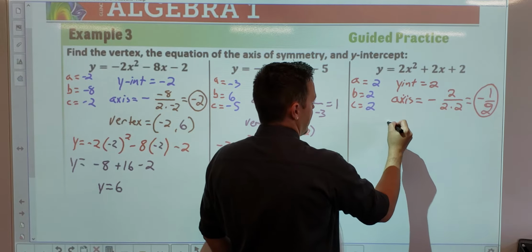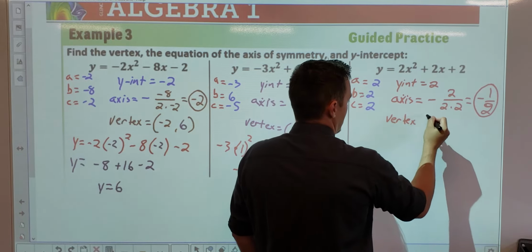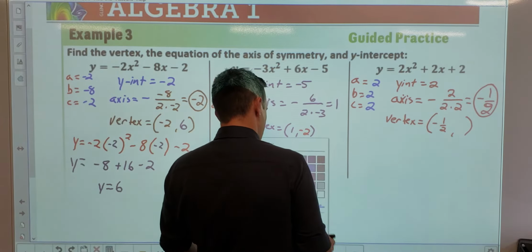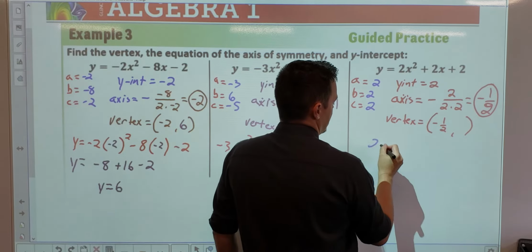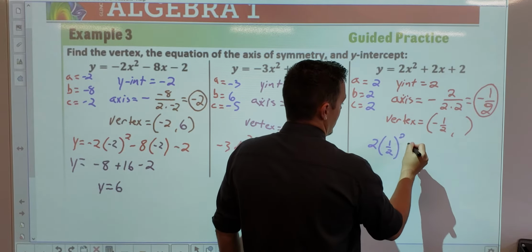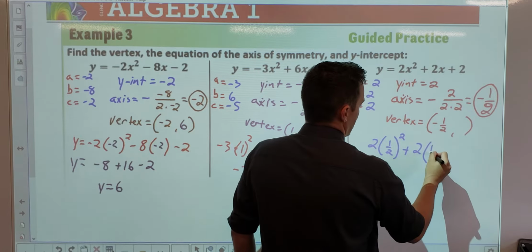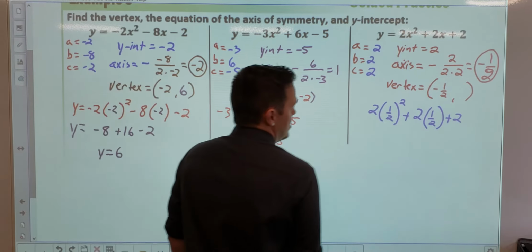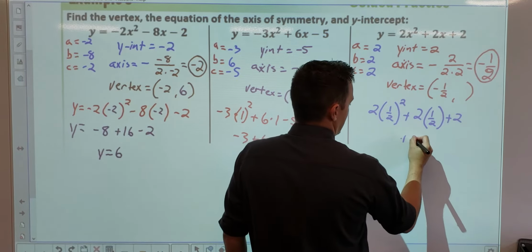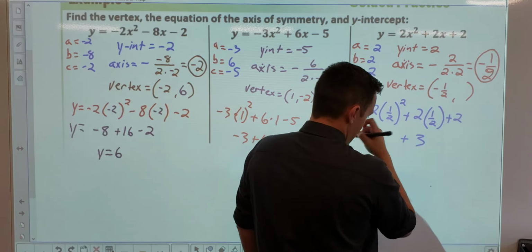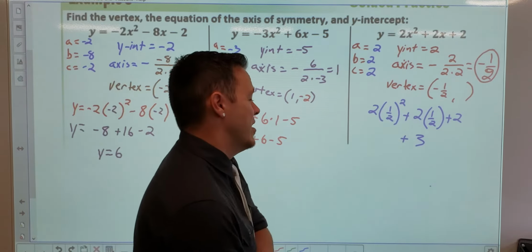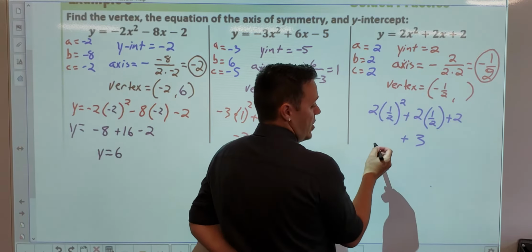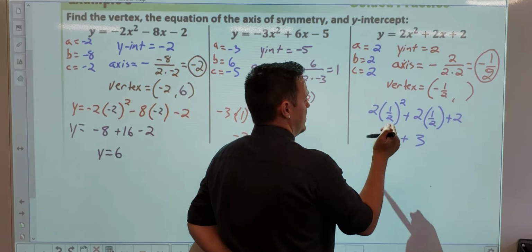So for my vertex, we know it is a negative 1/2, comma, something else, right? So now we do the math on this. So it's going to be 2 times a 1/2 squared plus 2 times a 1/2 plus 2. All right, let me do the math on this, make sure I get this one right. So this is going to be a 1. So this is going to be 1 plus 2 is 3. This is squared, so that's a quarter. And then a quarter of 2 is 1/2. Yep, because it would be 1, 2, 3, yep, 1/2.